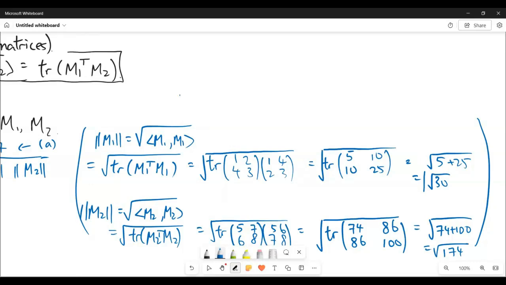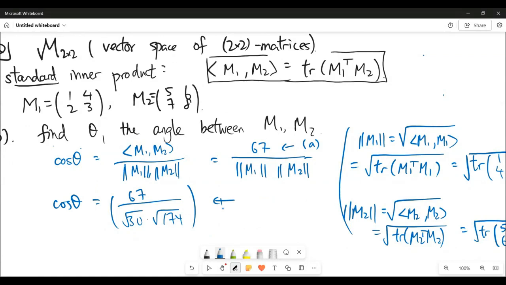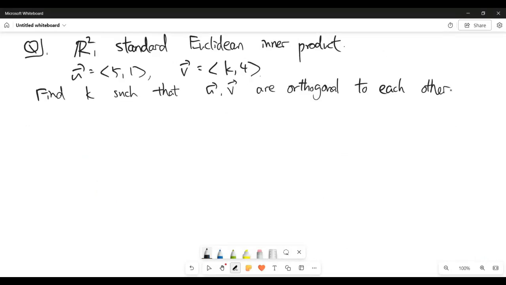So the norm of M1 is the square root of 30, and the norm of M2 is the square root of 174. The next step is to plug it back into the formula. You should be able to use a calculator to compute the answer for cosine theta. Then of course, theta can be computed by using arc cosine, right? And that's the end of this exercise. Next, please look at the current problem.